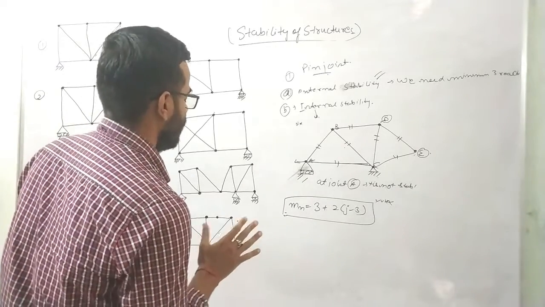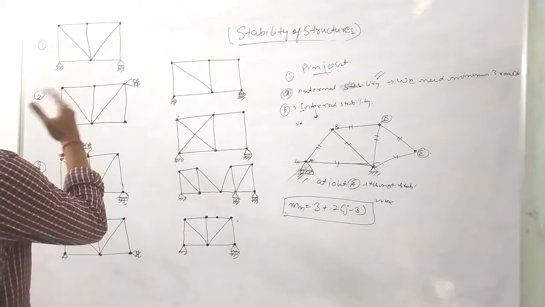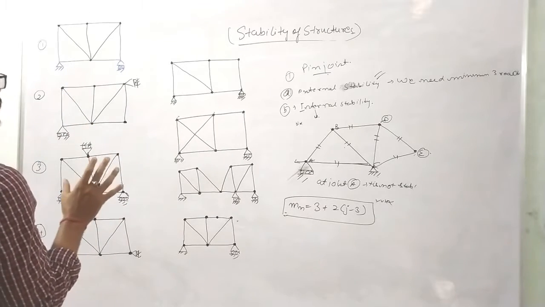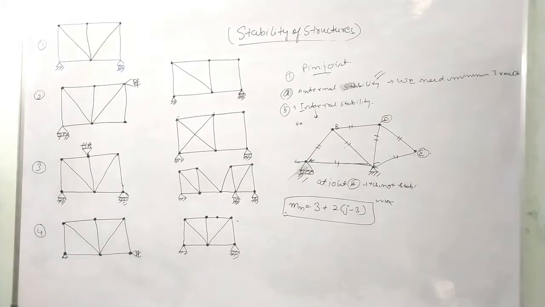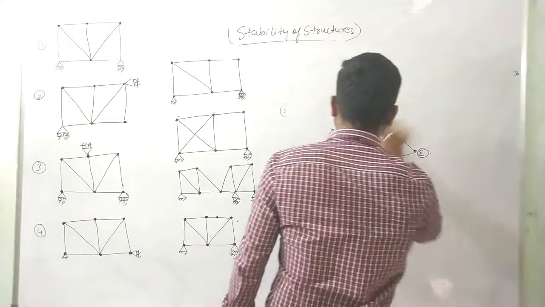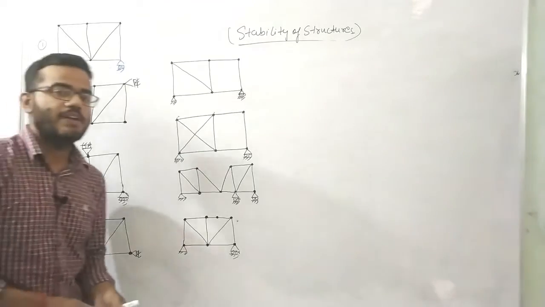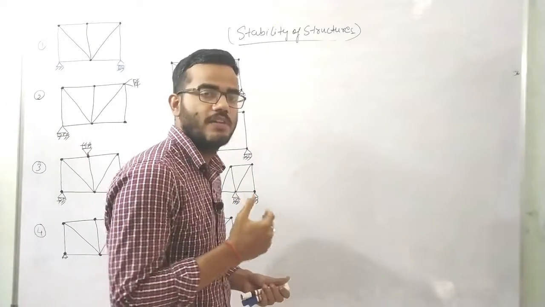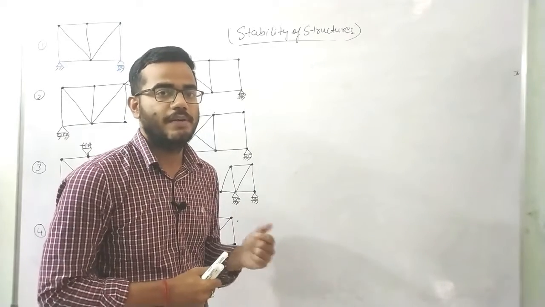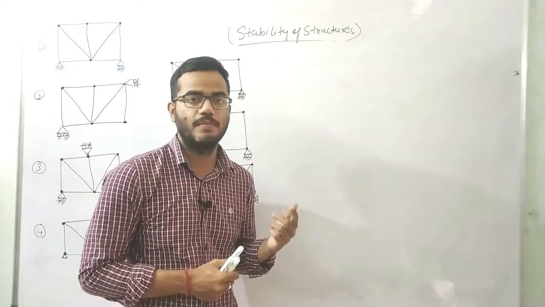Now let's come on to some problems. Let's see how we can determine the stability and instability of pin joint structures. We'll discuss these problems and check how this works. One more thing we have to consider: if a structure is to be stable, it should have external stability as well as internal stability. So we have to check both external stability and internal stability.